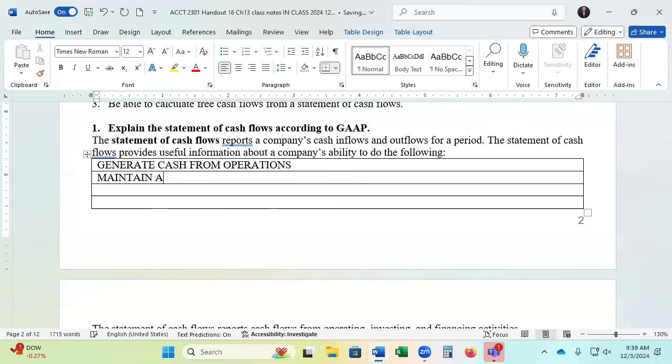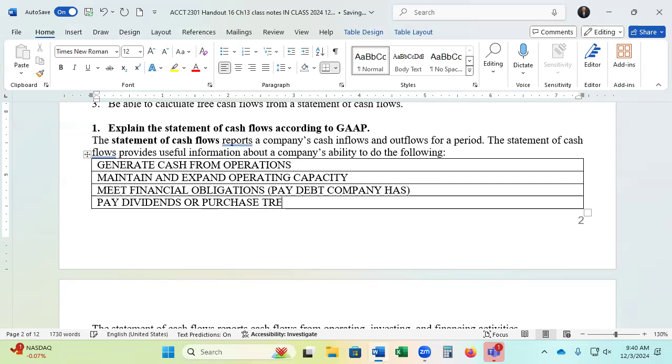Can you maintain and expand operating capacity? Can you meet financial obligations? Meaning, can we pay the debt we have? And then the last one would be pay dividends or purchase treasury stock.